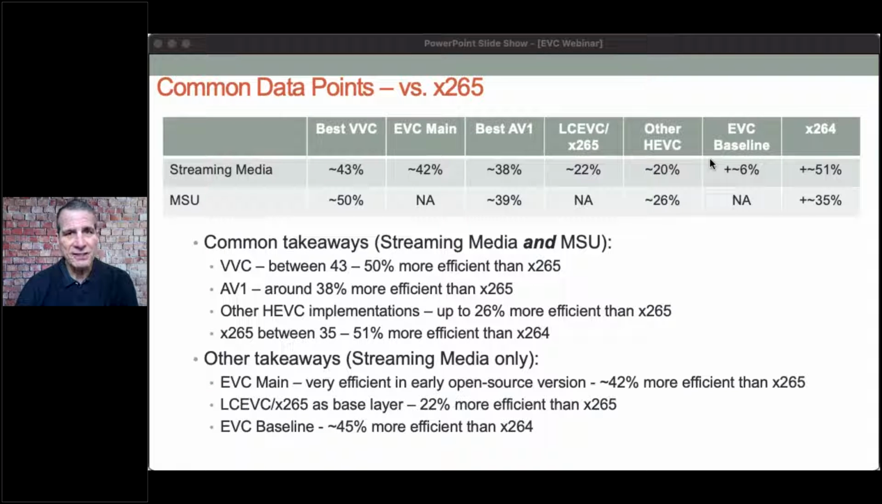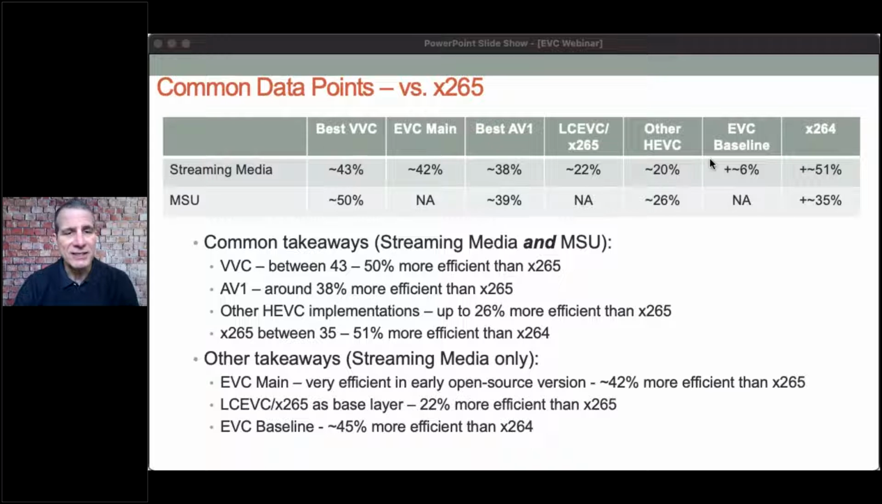Again, MSU didn't look at EVC, but the best AV1 implementation I found was 38% more efficient than x265. Moscow State was 39% more efficient. Again, it was a different codec, but these are similar results. Moscow State didn't look at LCEVC. They looked at multiple other HEVC codecs besides x265, and they found that the ones that were most efficient were 26% more efficient than x265. And I found that the MainConcept HEVC codec was 20% more efficient than x265. EVC they didn't look at, and then x264, I found that x264 was about 51% less efficient than x265, and MSU found it to be 35% less efficient than x265.